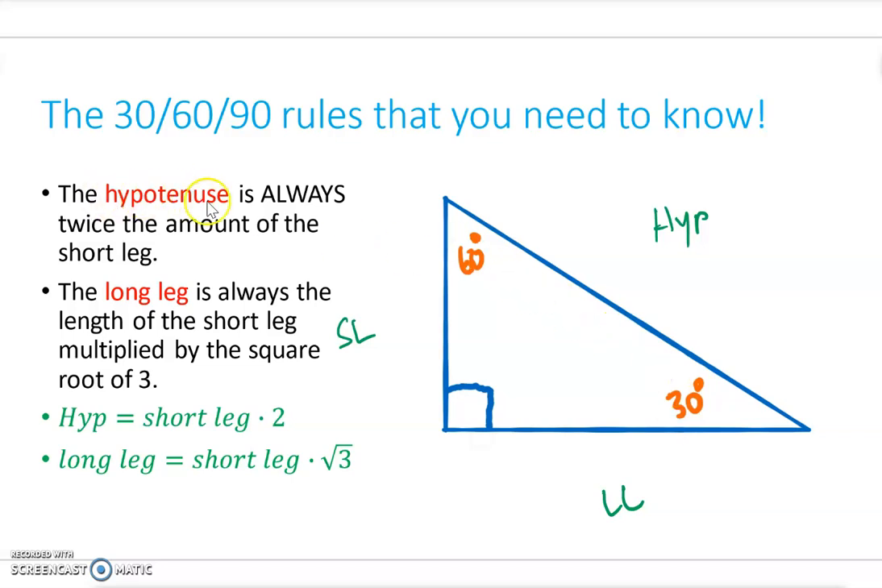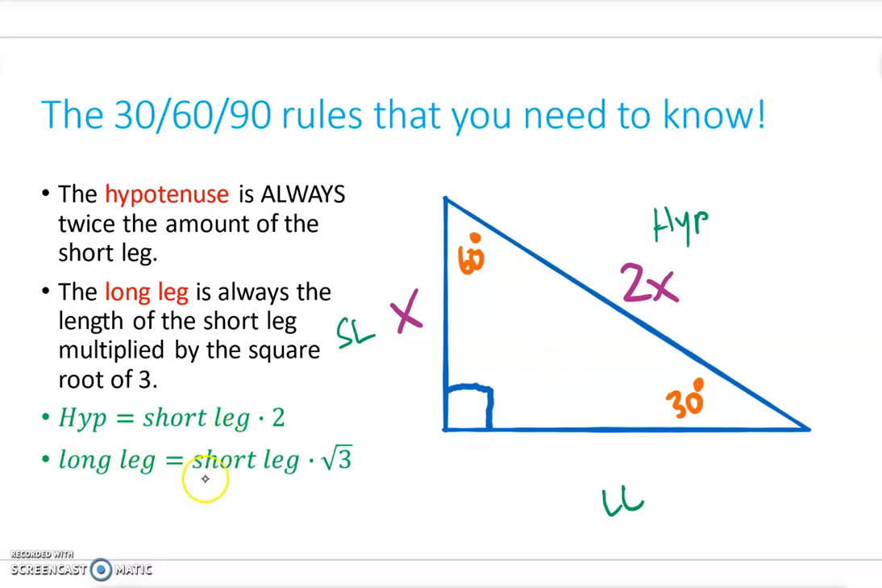The hypotenuse will always be twice the amount of the short leg. The short leg, let's just give it an amount. So let's just say the short leg is x. We're just going to give it a variable x. Well, then the hypotenuse is just going to be twice that amount. So if the short leg was 5, the hypotenuse would be 10. If the short leg were 8, it would be 16, and so on. So we say the hypotenuse is 2x. So that just means 2 times the amount of the short leg. If the short leg is x, the hypotenuse is 2 times x.